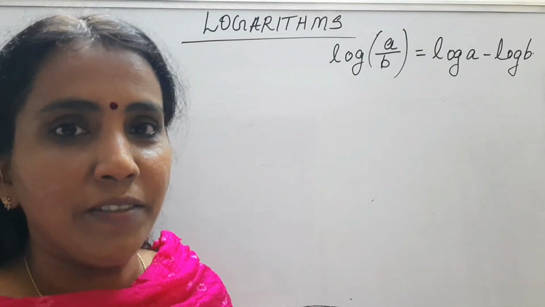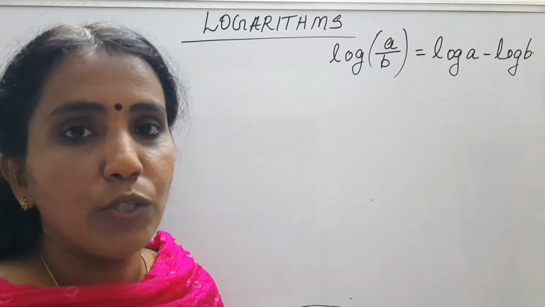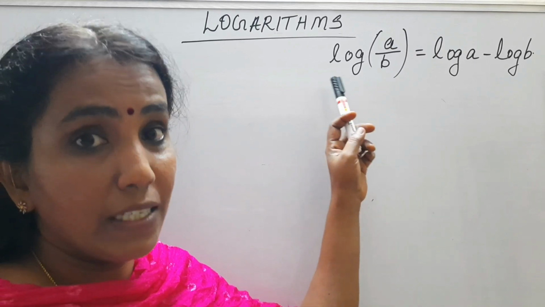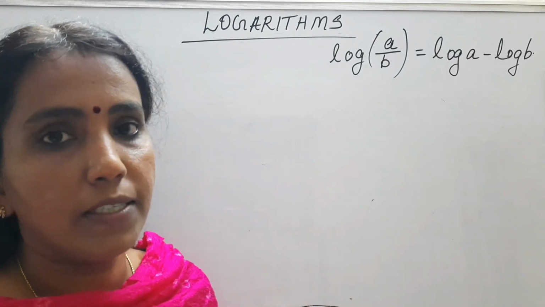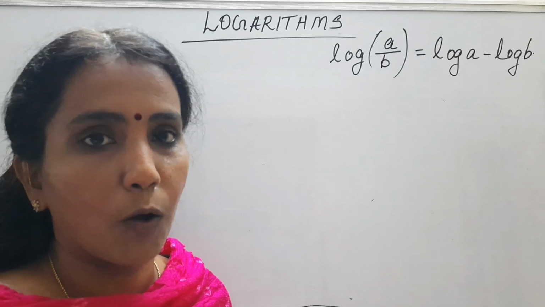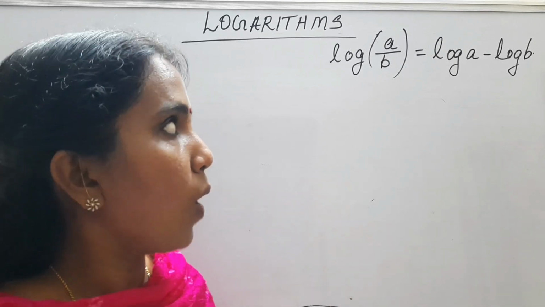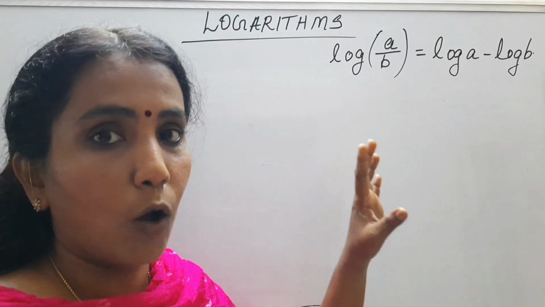Welcome to today's session. Today we will be discussing how to do division using logarithm. To do that we need to recollect this rule, or learn it by heart: log a by b is equal to log a minus log b. To do product it was log ab is equal to log a plus log b. So here, log a minus log b.